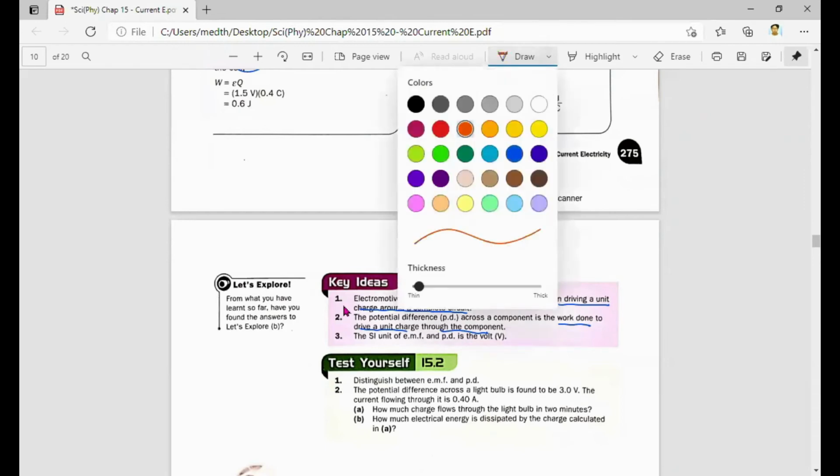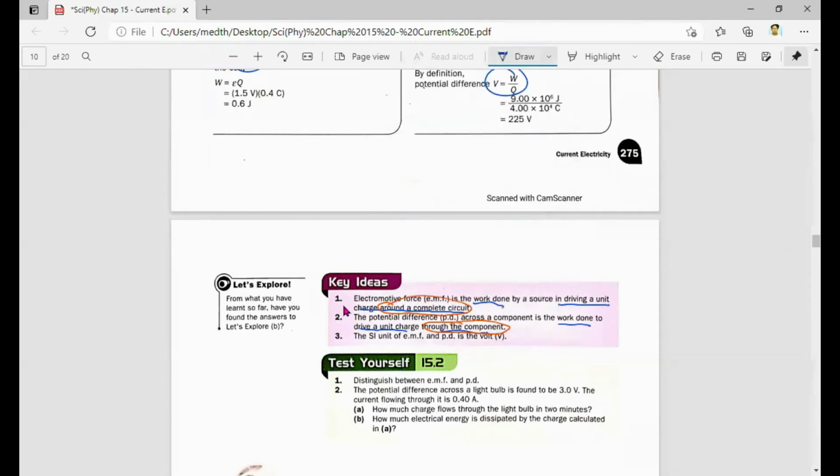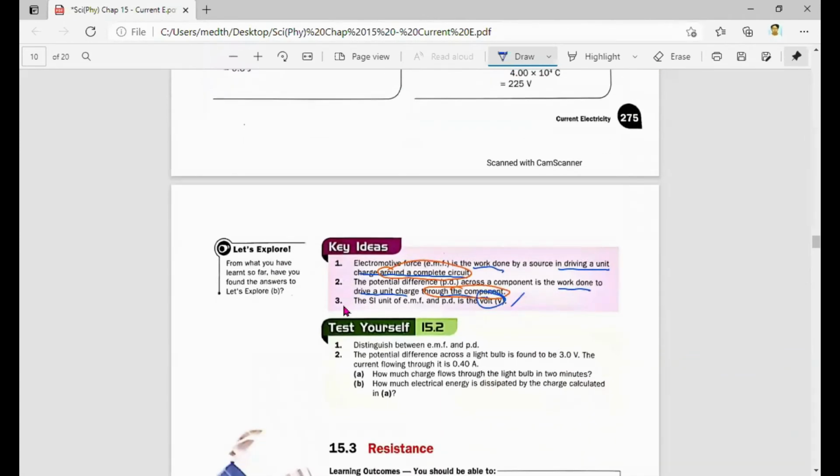And you use red color to underline or to circle. That's the difference. The similarity is both of them use the same SI unit, which is volts. So how to distinguish? As mentioned, one is around the complete circuit, one is through the component.